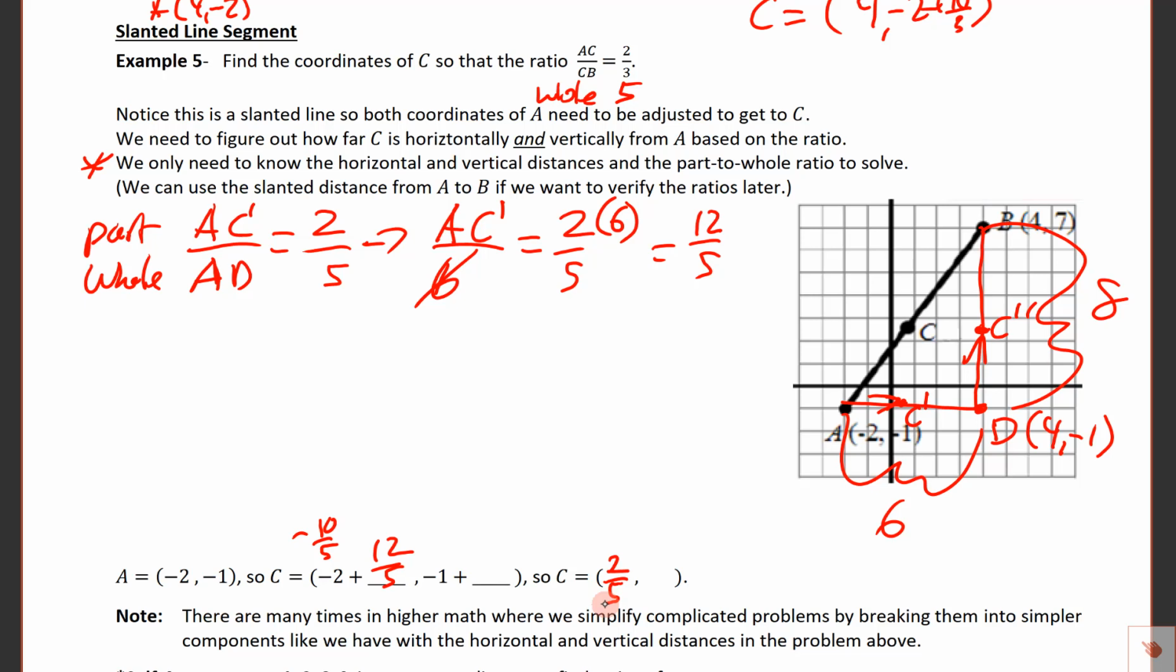I'm going to do this next one. See if you can set this one up a step ahead of me. We're doing the vertical one. So we're going to do the part B to C to the whole.